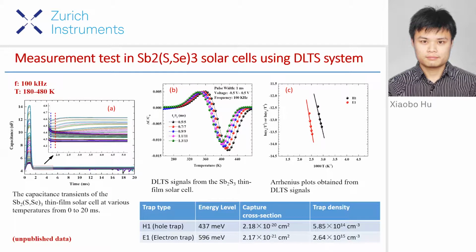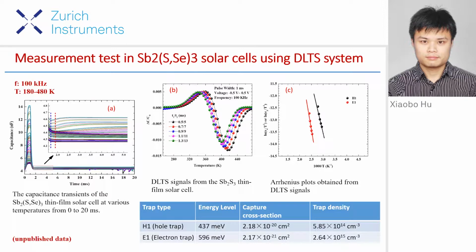To achieve the DLTS signal, the blue and the red dashed line are chosen as T1 and T2 respectively to represent the selected rate window. The ratio of T1 and T2 is fixed as 10, with 5 different T1 from 0.5 to 1.3 millisecond.